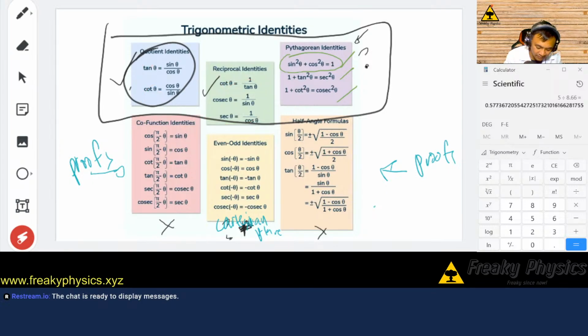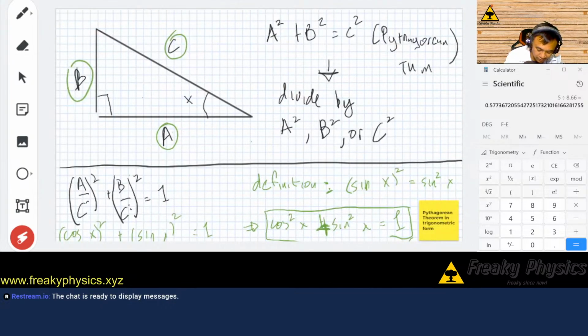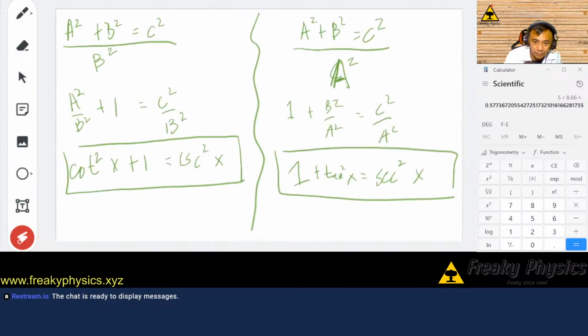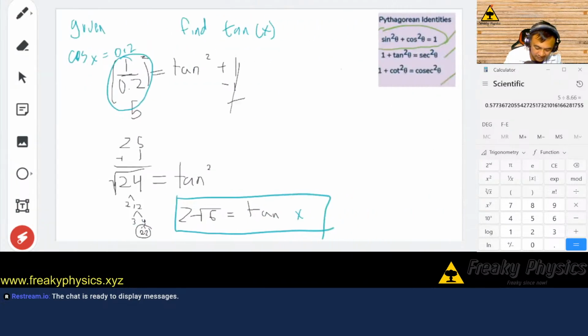Okay, and we can do the Pythagorean theorem with this as well. So with trigonometric identities, this is one way to derive it. The most important one is cosine squared plus sine squared equals 1, but we have two other forms here.